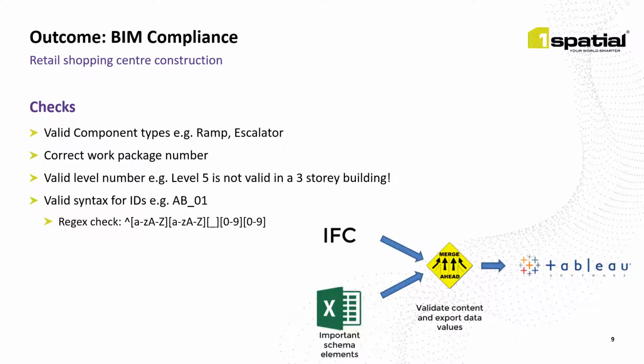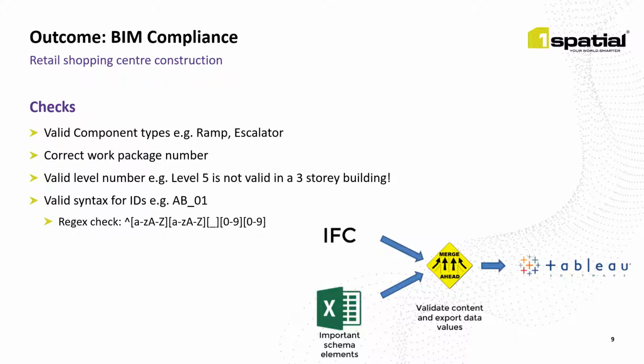In order to achieve BIM compliance, FME checked that the supplied files adhered to the stringent rules set by the construction company. They could then automatically check how closely the contractors were adhering to their schema and the rules specific to the complex that was under construction. For example, only certain component types were allowed to be used, so ramps and escalators were allowed, but the building did not include any elevators, so they were an invalid component type.